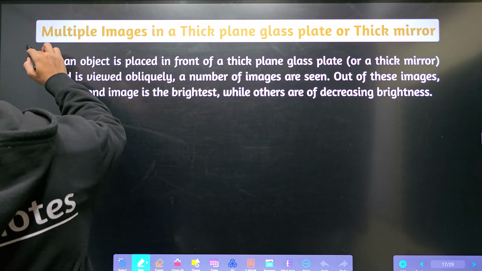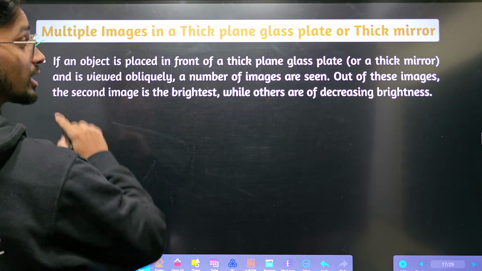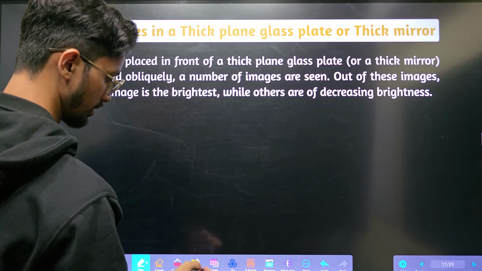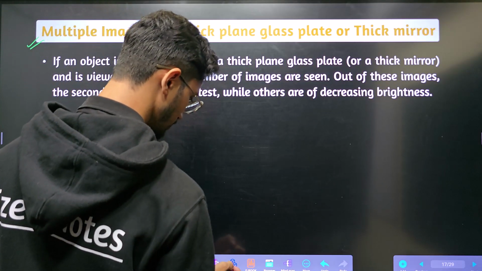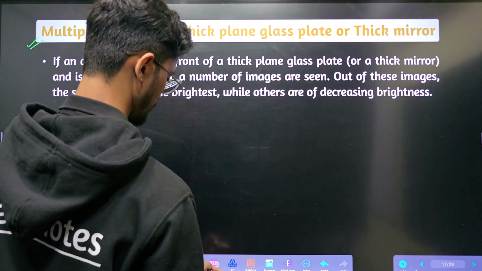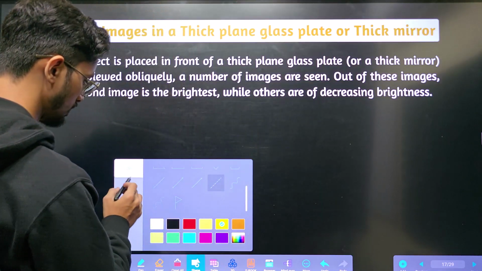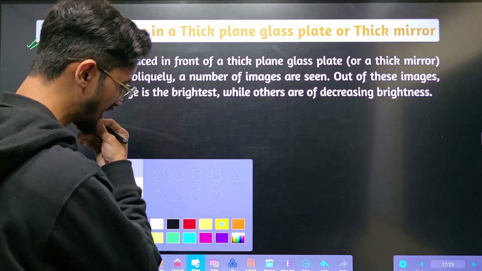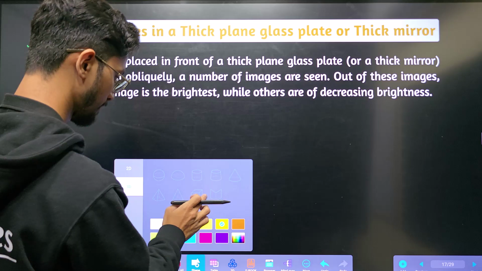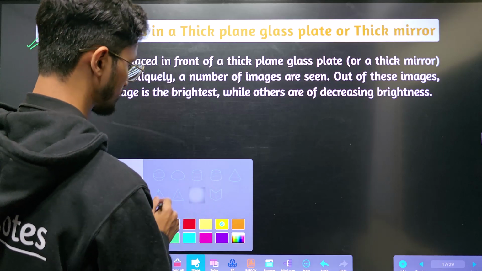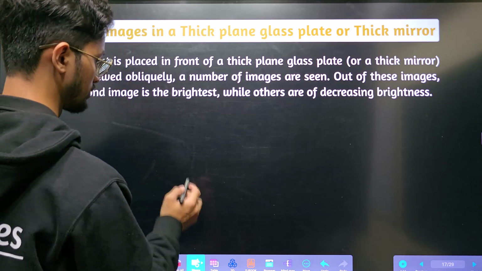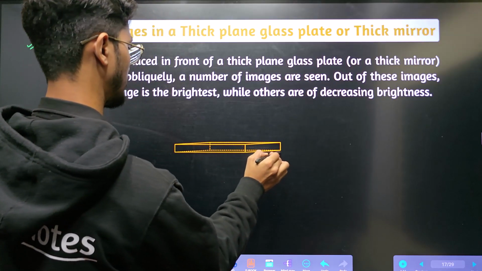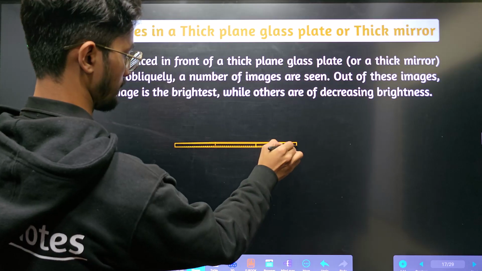Next, multiple images in a thick plain glass plate or a thick mirror. Let us take a thick plain glass mirror. Take this, like this.